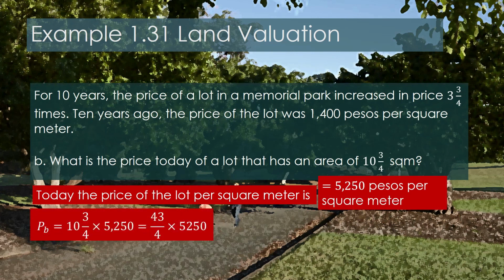So what then is the price of a lot that has an area of 10 3/4 square meters? So we will get the product. 10 3/4 square meters times the price of the lot per square meter. 10 3/4 is the same as 43/4. 43/4 times 5,250 is equal to 56,437 pesos and 50 centavos.